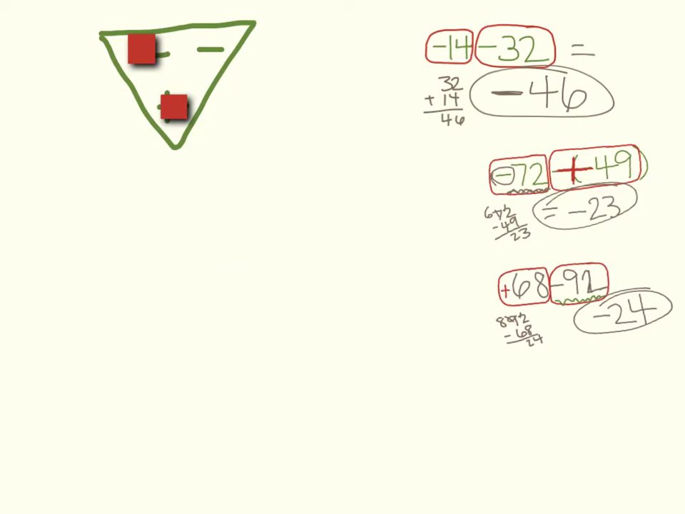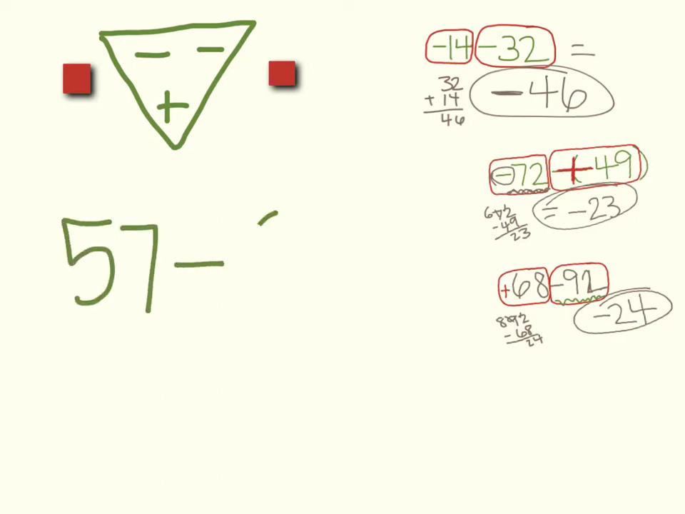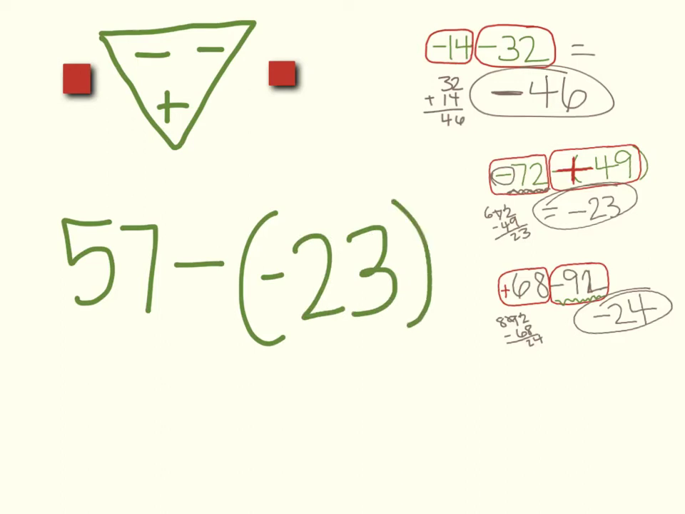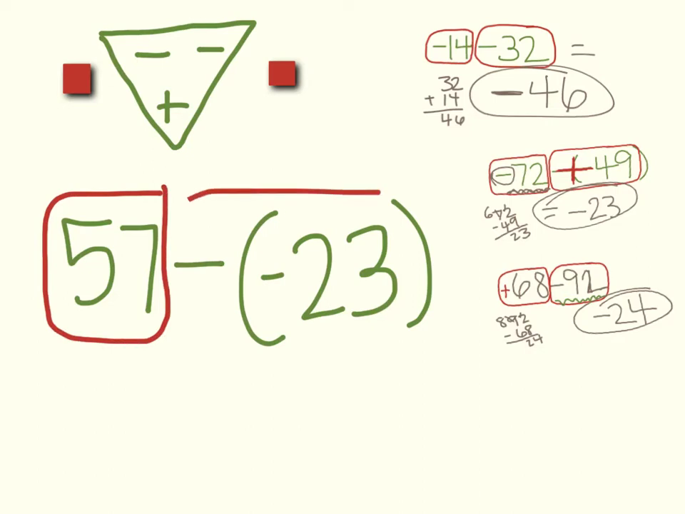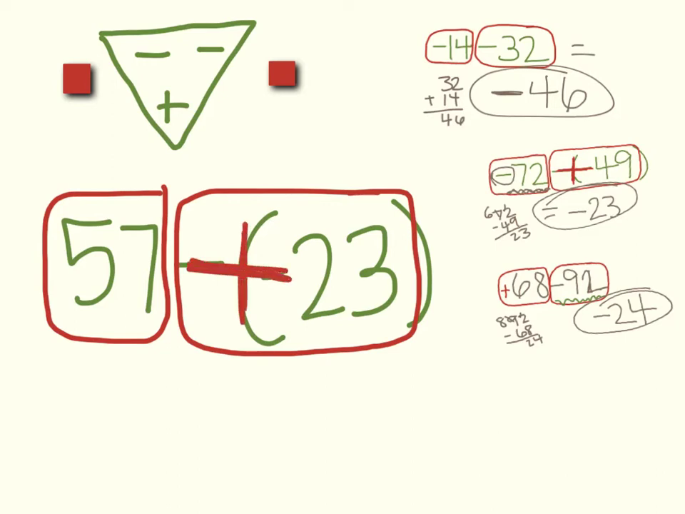Okay, one last practice, and then it'll be your turn. And this one, I have 57 minus negative 23. So here we go. I'm going to circle the number and the sign in front of it. And here the sign in front of it is a minus. Now I have minus negative. When I have two minus signs, I'm going to make that a big positive. So here I have a positive 57 and a positive 23.